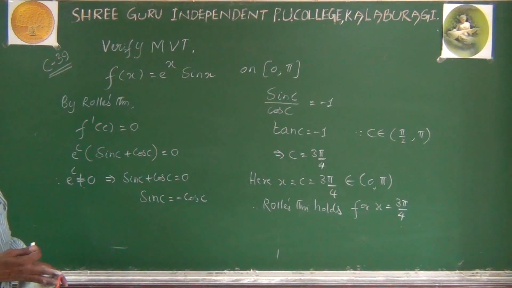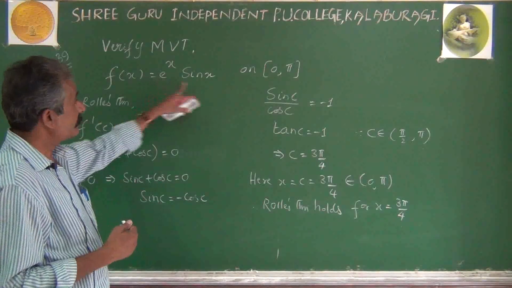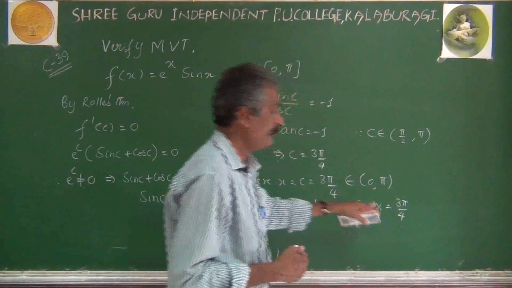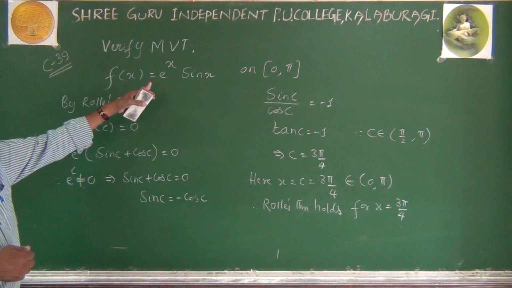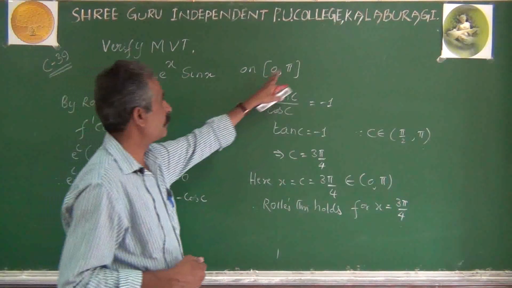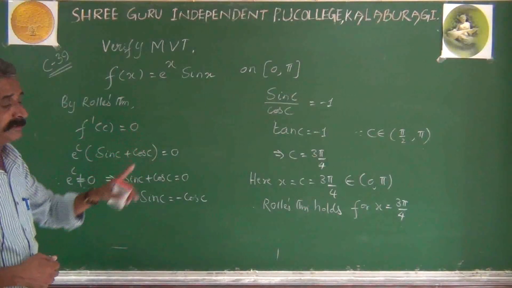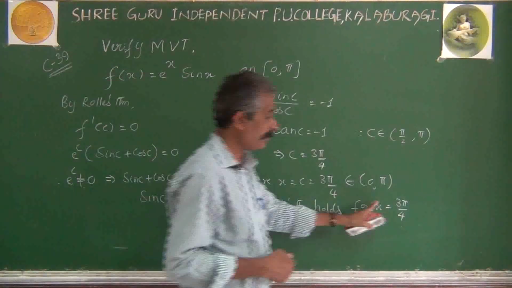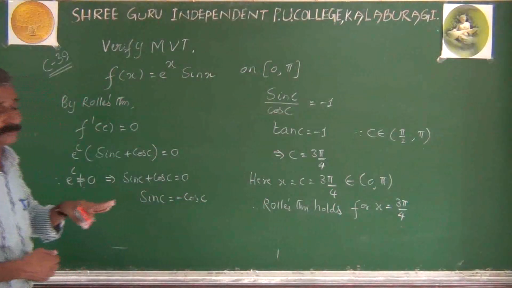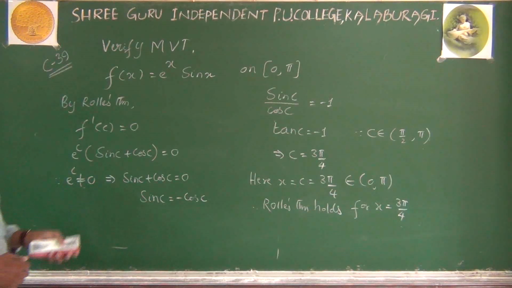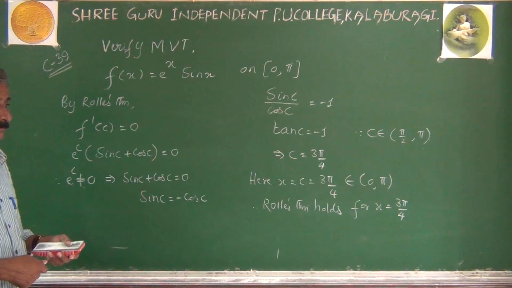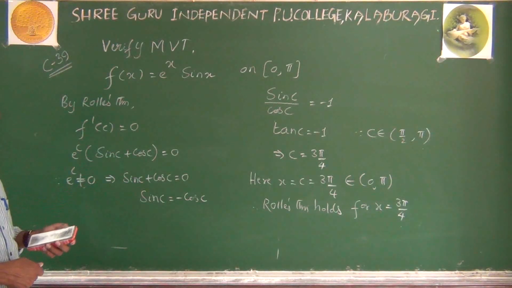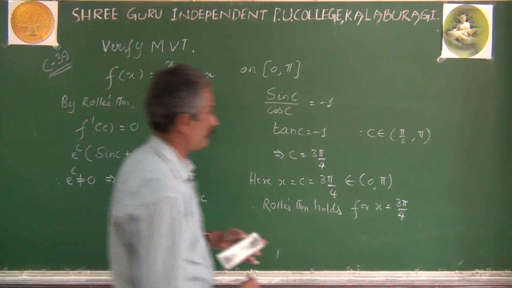What's the meaning geometrically? Geometrically, the meaning is that on this curve, at this point, we have a tangent. That tangent will be parallel to the x-axis. This curve has a number of points in the interval 0 to pi. Among them, there is only one point, that is 3 pi by 4. Only at that point can the tangent be parallel to the x-axis. At other points, there are tangents, but they will not be parallel to the x-axis. That's a good meaning of this problem. Next problem.